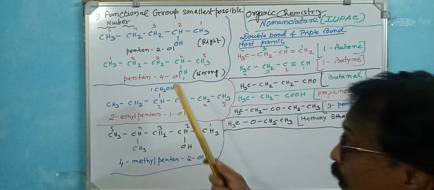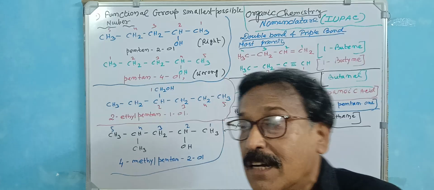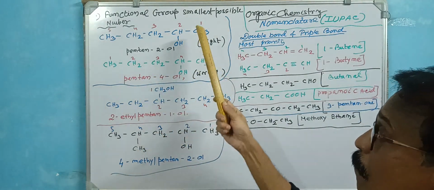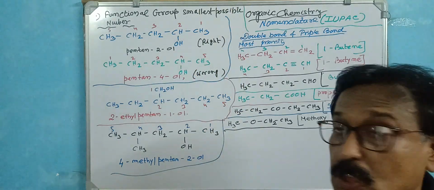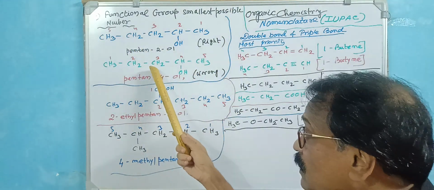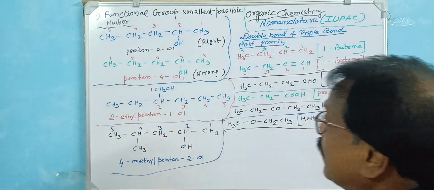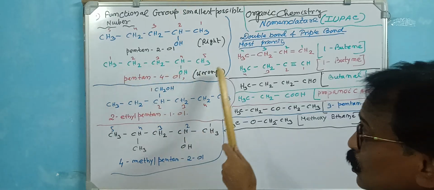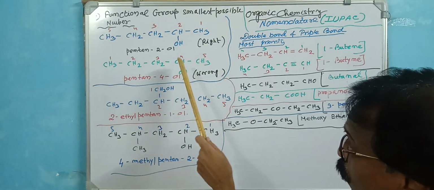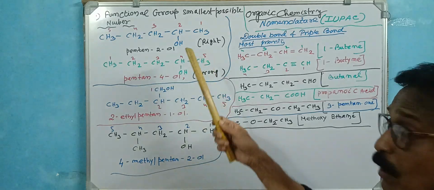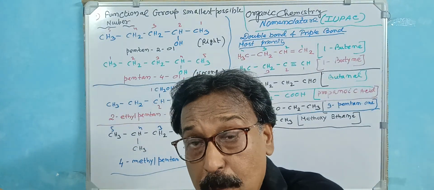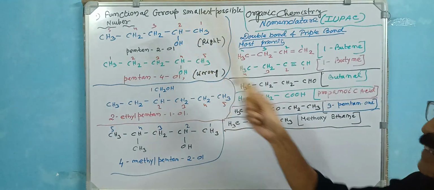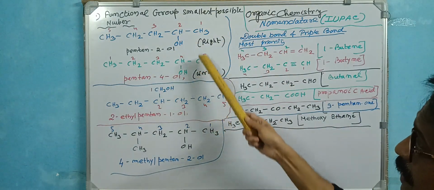Because the rule is that the functional group gets the lower position. Here the functional group is at the fourth position, but here the functional group is at the second position. So this is right and this is wrong. For that reason I write it down here. This numbering is wrong because the functional group is at the fourth position; here it is position 2. So the numbering is very important, where the functional group gets the lower position. Here OH is at the second position, so this is wrong, and you write here. This is right.